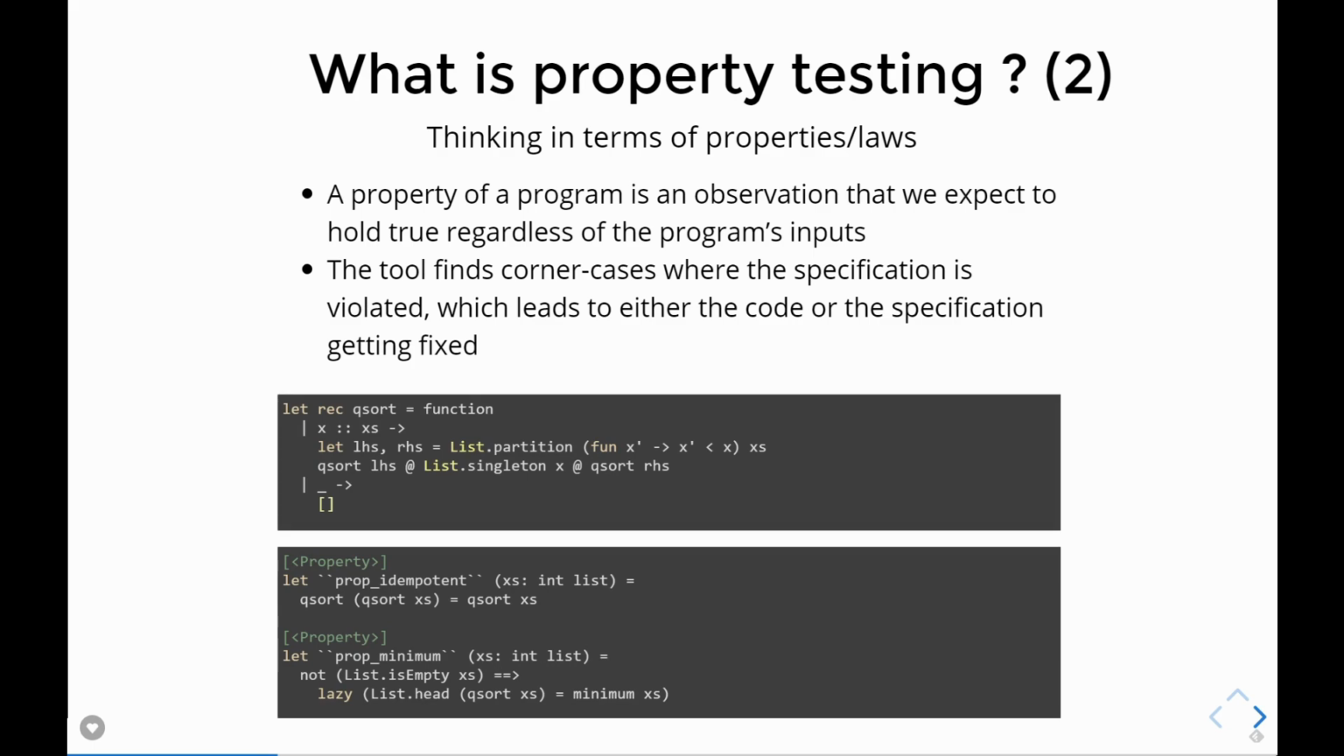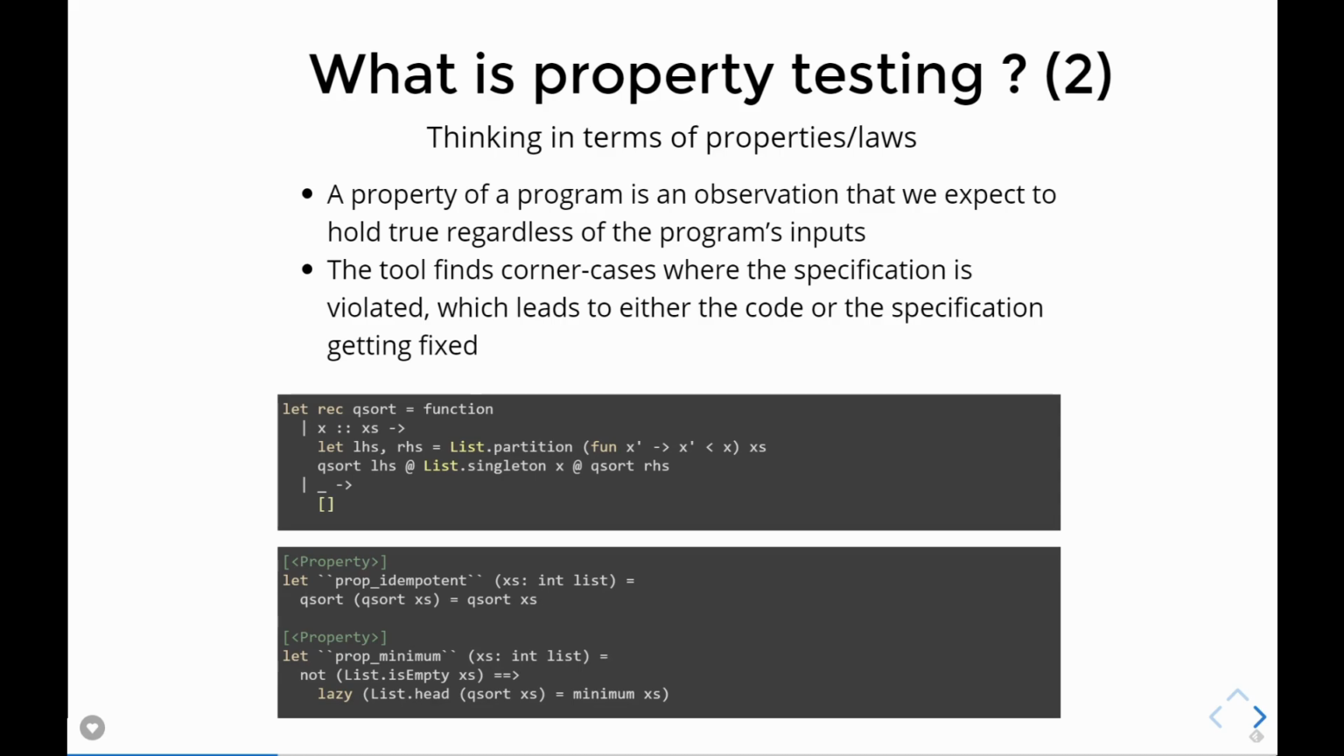You're trying to set that up as something you want to try and prove, and then FsCheck will do its damnedest to try and disprove it. It will randomly generate data to pass into your function, trying to find a counterexample that disproves the theory that you're postulating.